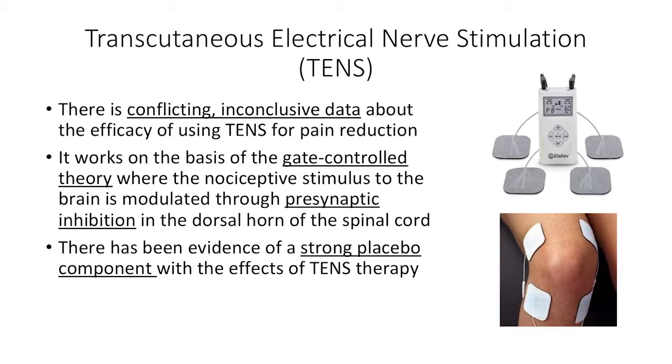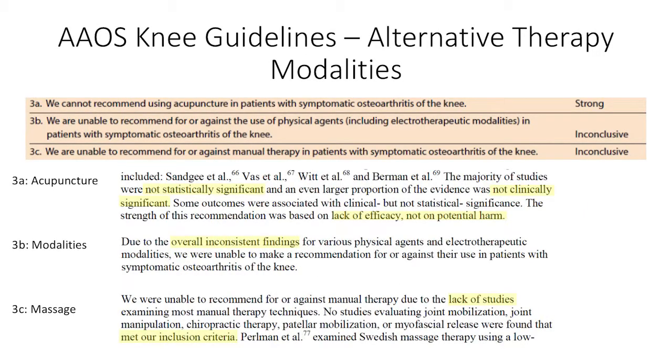TENS units, which work on this gate control theory of pain, have not been found to be effective. They think there's a strong placebo effect with this. So with other alternative therapy modalities, acupuncture, there's actually strong recommendations against this. Using these TENS units or modalities, there's inconclusive evidence behind this. And then massage, also inconclusive evidence.